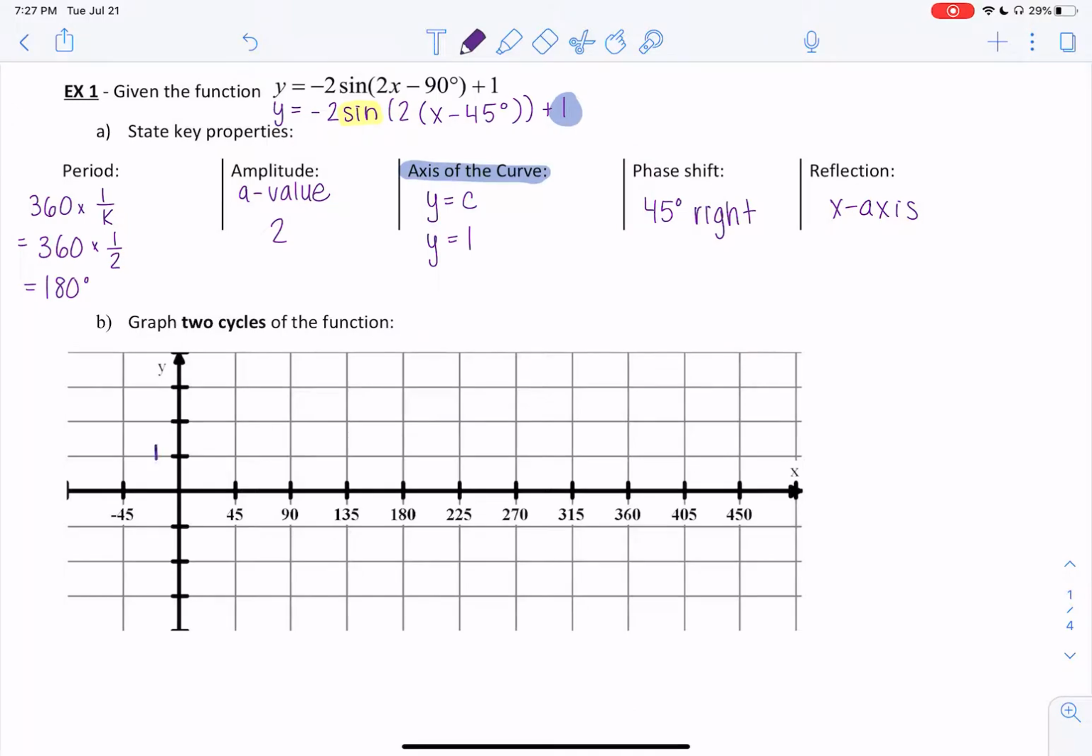So I'm going to just quickly add in our scale. And now let's put our axis on the graph. So our axis is at y equals 1. There we go. Next, we want to look at our amplitude. So again, our amplitude is always denoted by our A value, which in this case is 2. And this tells us how far above or below the axis our graph goes. So in this case, we're going to go 2 above and 2 below.